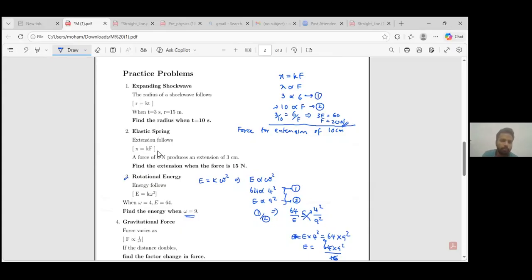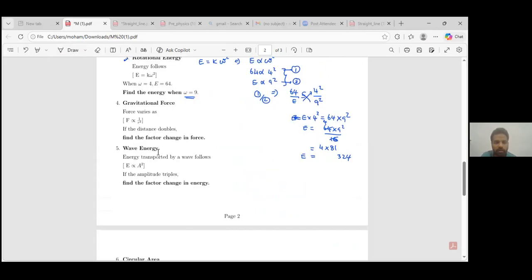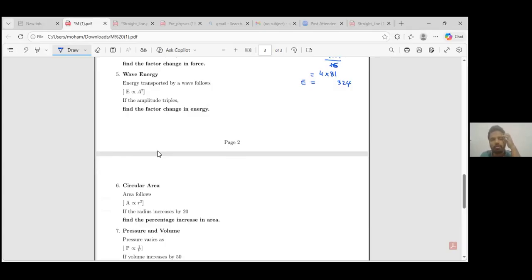Okay. So in addition to that, you can see they have given questions like this. So we'll just go through one or two of these. They've said the fifth one, wave energy. The energy transported by a wave follows E is proportional to a square. So if the amplitude triples, find the factor change in energy.